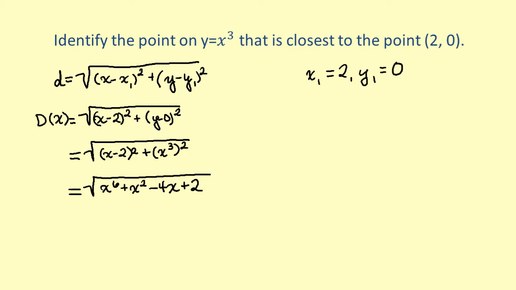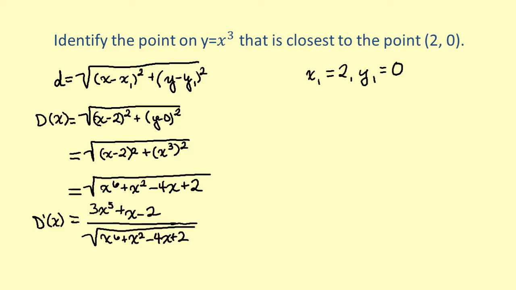The derivative of d of x, d prime of x, is equal to 3x to the fifth plus x minus 2, all over the square root of x to the sixth plus x squared minus 4x plus 2. d prime of x will equal 0 when the numerator equals 0. The numerator equals 0 when x equals approximately 0.8286.